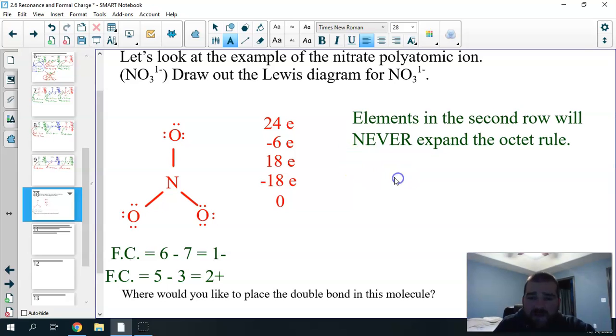Okay, what I mean by that is that if you have an element from row 2 of the periodic table, and nitrogen is in row 2, boron, carbon, nitrogen, is that right? Did I miss one? I don't have my periodic table next to me. Boron, carbon, nitrogen, oxygen, fluorine, neon, none of these will ever go beyond 8 electrons. They cannot expand their octet.